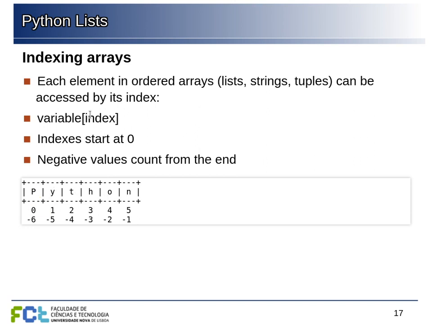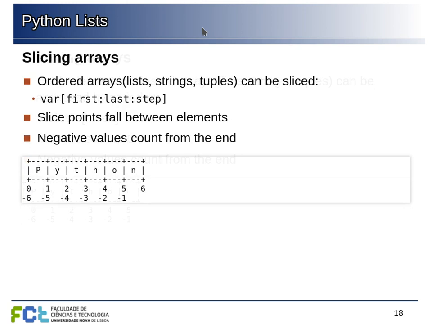You can also use negative indexes counting from the end. So the last element has index -1, the one before that -2, and so forth. So this is how you can access a single element inside one of these arrays. It doesn't matter if it's a list, a string, or a tuple. They are all ordered arrays, so you can access individual elements in this way.